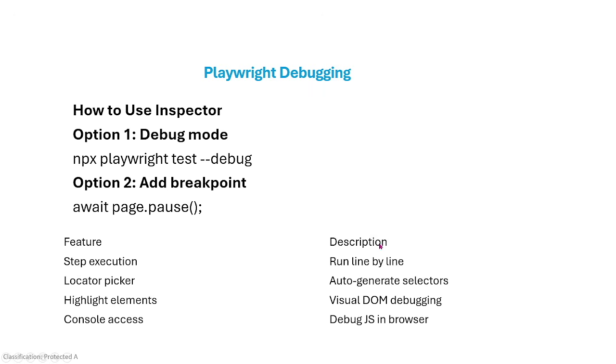Features and description: step execution, run line by line, and the locator picker. It auto-generates selectors, highlights elements, and lets you view DOM debugging. Console access is available in the browser.